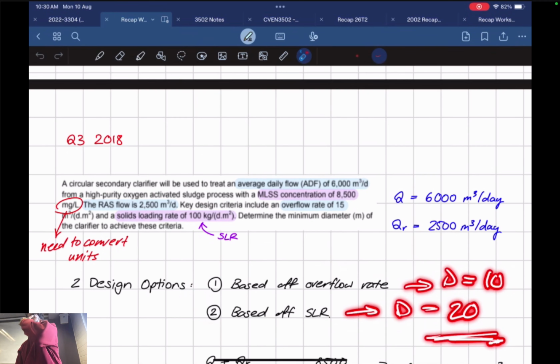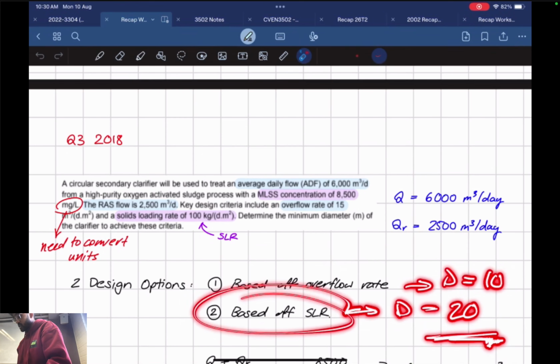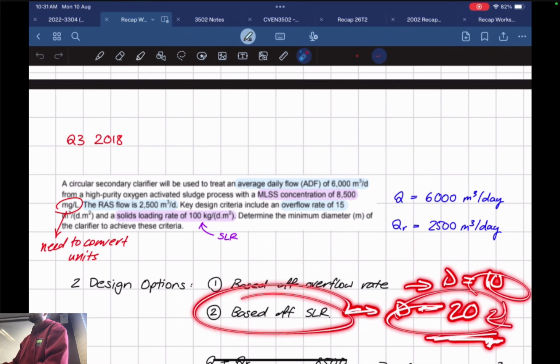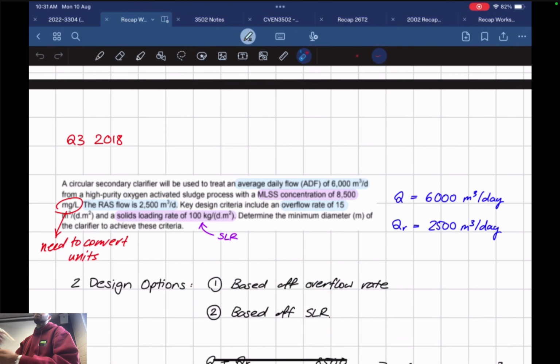Exactly. Yeah, that's a pretty good explanation. So essentially, the diameter that we figured out is a minimum diameter to satisfy the criteria, right? So for our second option, we need a minimum diameter of 20 to satisfy that criteria. If we choose 10, that criteria isn't met, right? So we have to take the maximum out of the two to satisfy both criteria. Cool?